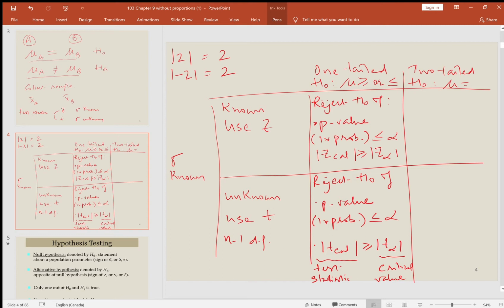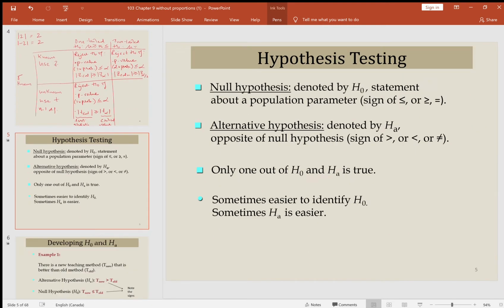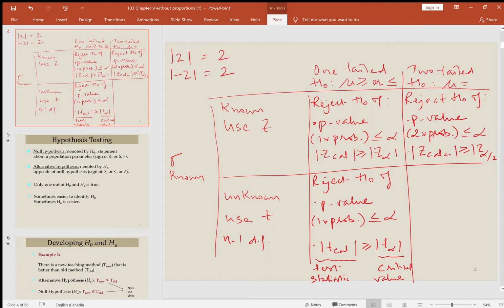Now in the two tail test, there's a slight change. So we reject null if p-value, which is now going to be twice the probability that we will calculate, is less than equal to alpha, or the other rule is absolute value of z calculated is more than equal to absolute value of z alpha by 2. Okay, so oops, sorry, let's go back. So the absolute value of z alpha by 2. Okay, let me just make it like this. Yeah, so absolute value of z alpha by 2.